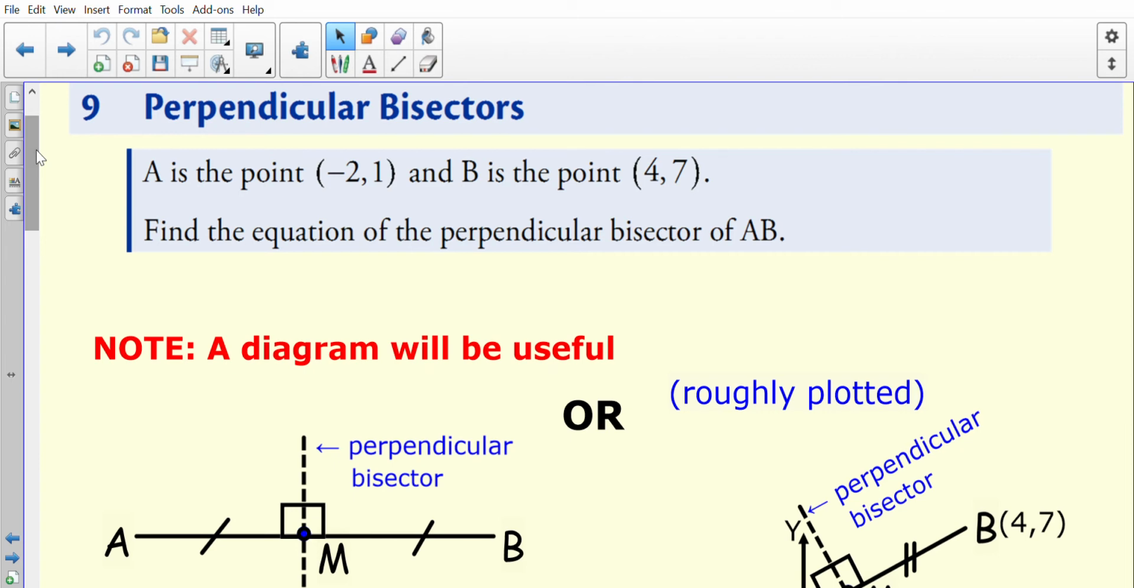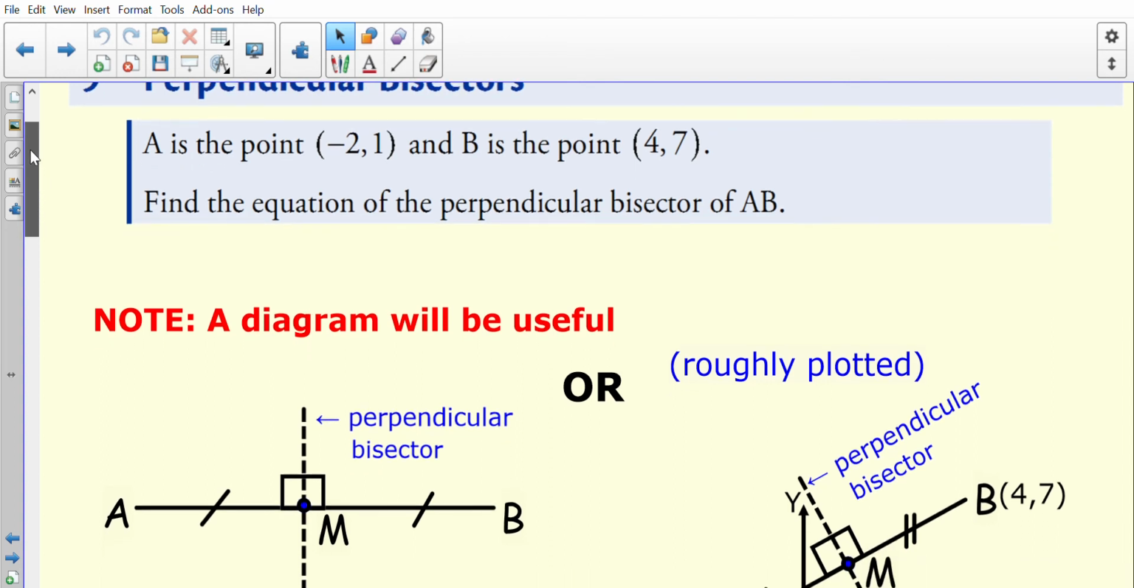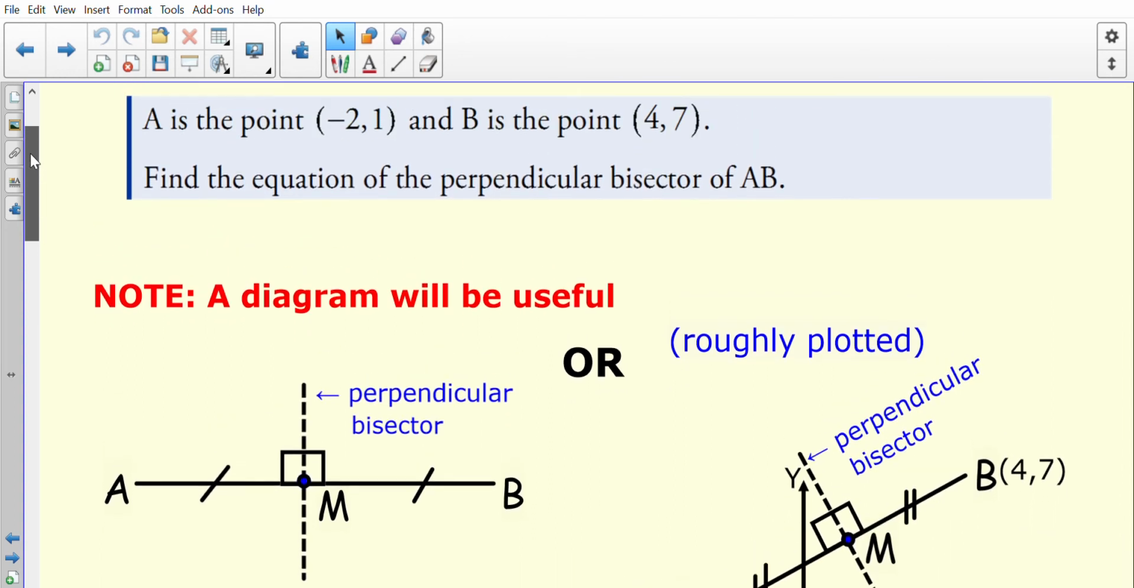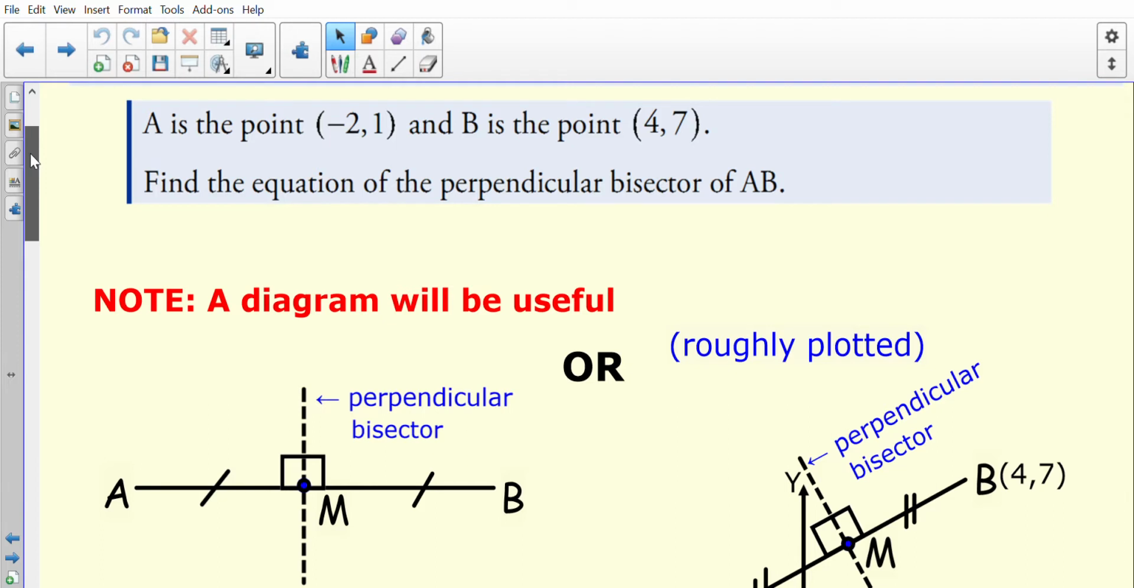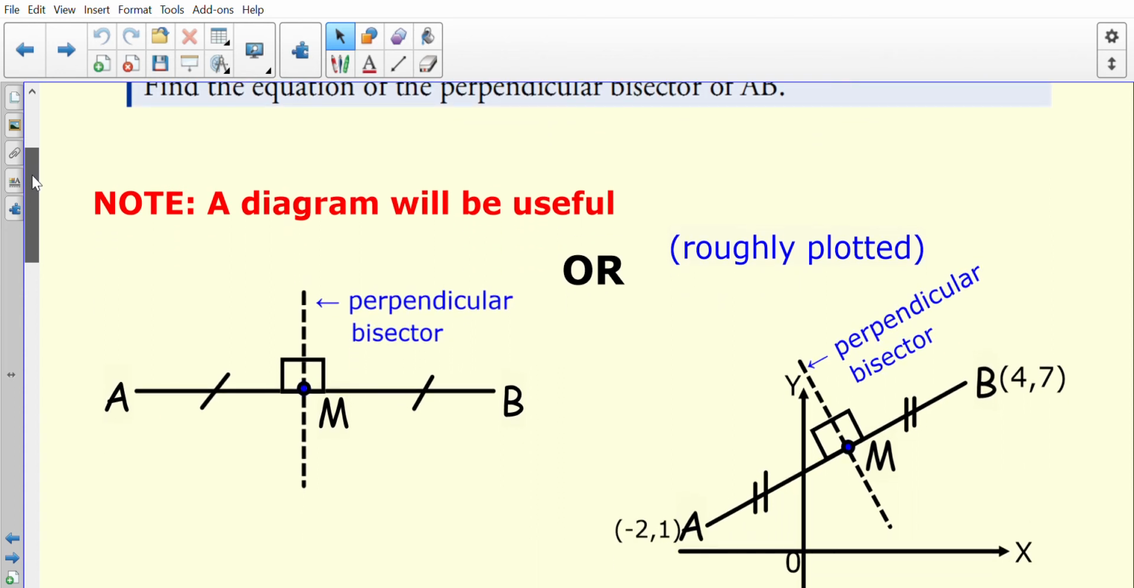Here is an example of the type of question that you would get. A is the point -2,1 and B is the point 4,7. Find the equation of the perpendicular bisector of AB. So you've got a line AB, that's what it would look like. If you had to use the points A (-2, 1) and B (4, 7), you could roughly put it on an x and y axis, and it would be a sloping line. It's similar to the one on the right hand side here, and the perpendicular bisector would be on a slope as well, which would be 90 degrees to AB.